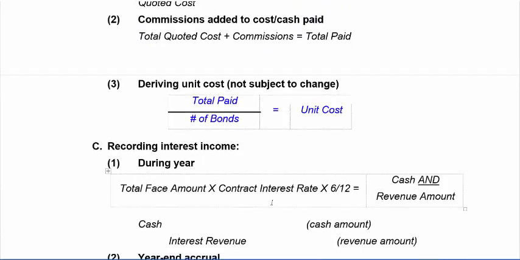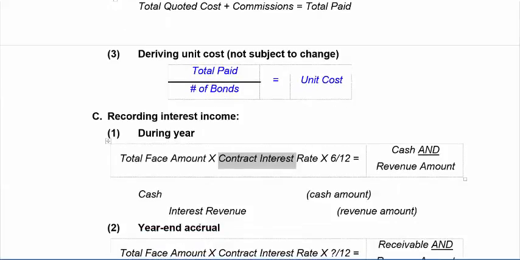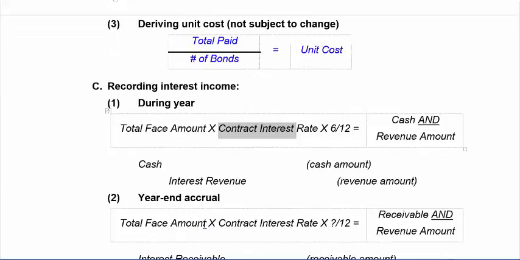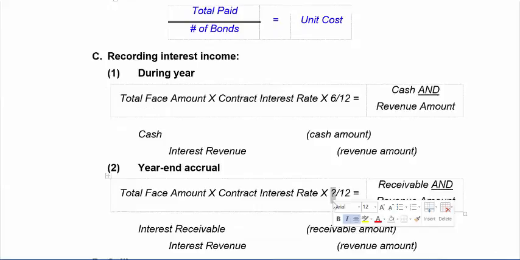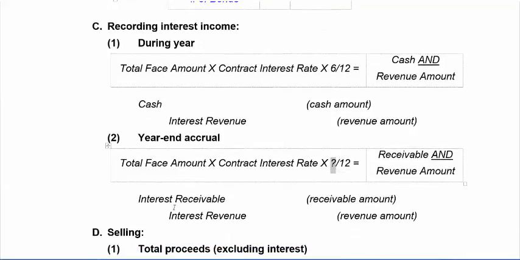Now when you're recording interest income for the bonds that you own during the year, it's going to be interest income, remember, not interest expense, because we've bought these as an investment. Somebody's paying us the interest. So you take the face amount of the bonds times the contract interest rate, 6/12 of a year, and that'll give you both the cash and your revenue amount. If you come to the end of the year and you haven't actually received the interest, the clock's been working anyway, and so you would want to accrue the interest as interest receivable. Same computation, except it wouldn't be 6/12 of a year, it'd be 6 or fewer 12ths of a year. Interest receivable instead of cash.